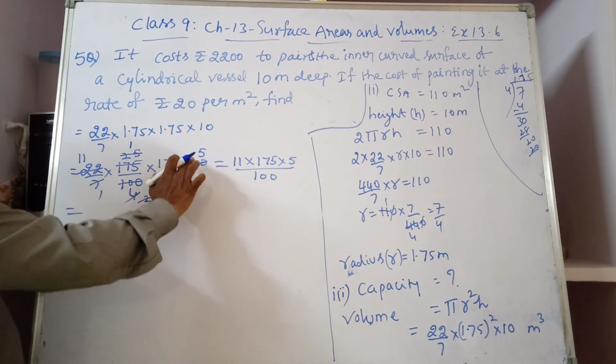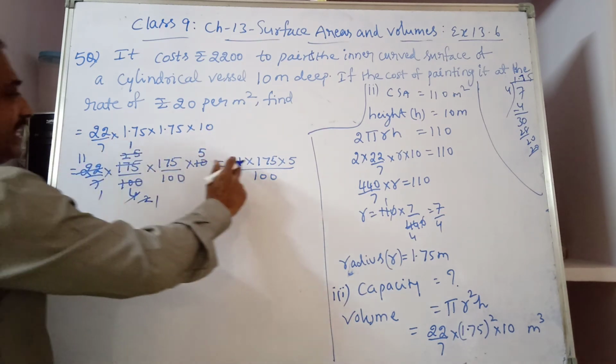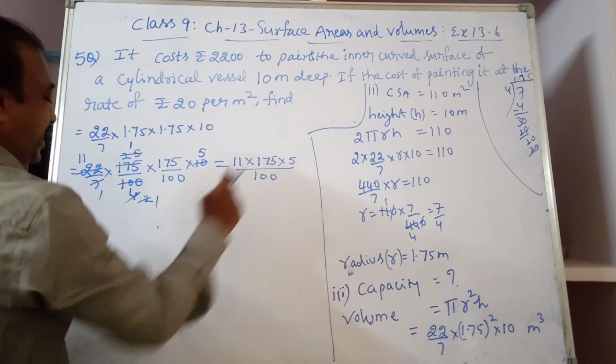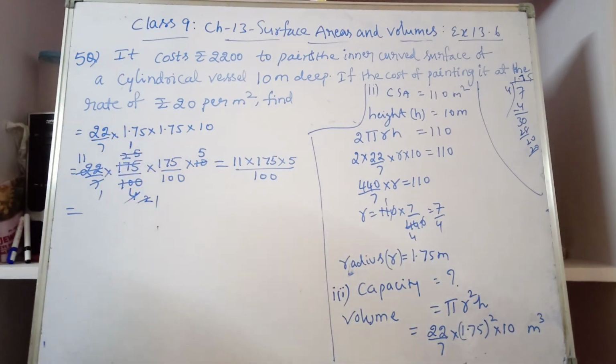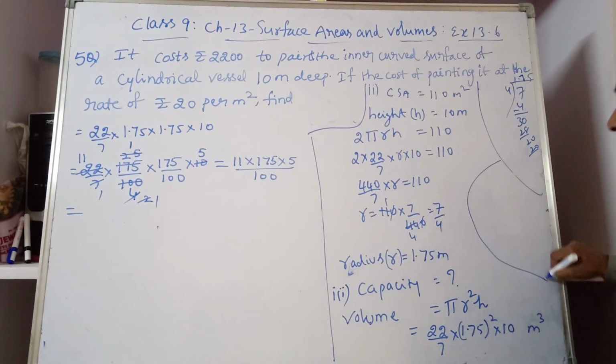You see why I didn't cancel this 100? It is easy to convert into decimal. So 11 into 175 into 5. If you calculate this rough work here, I am doing the rough work of that.